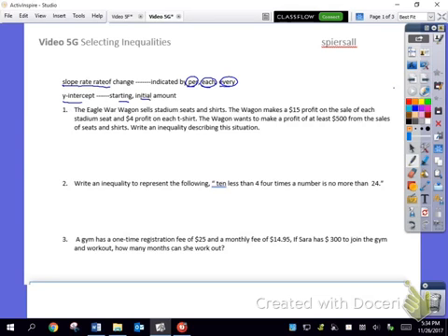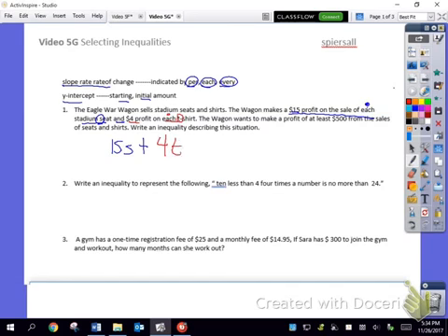Okay, the Eagle War Wagon sells stadium seats and shirts. The wagon makes a $15 profit on the sale of each stadium seat. So each is times, so you have 15 times S, so 15S. And, so that's your plus, you have $4 on each t-shirt, so times T, so 4T.